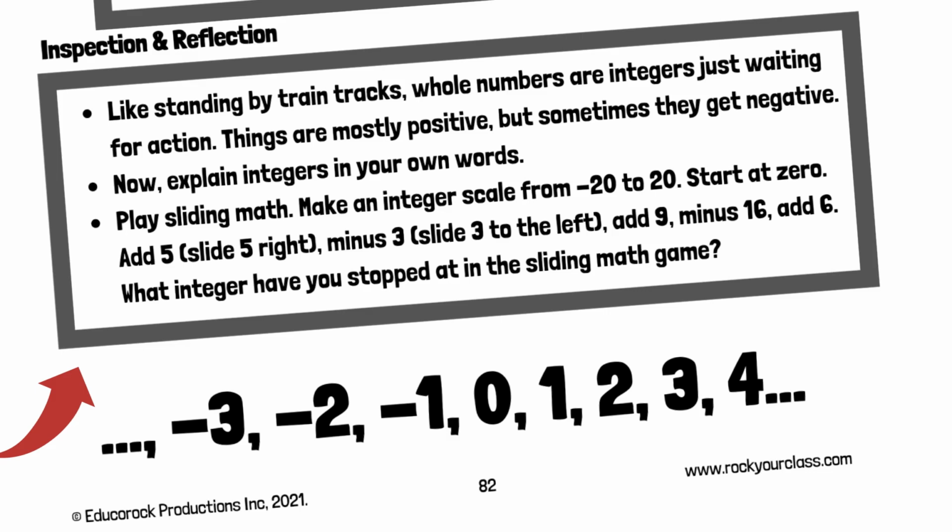Now explain integers in your own words. Play sliding math. Make an integer scale from 20 to -20. Start at 0. Add 5, slide 5 right. -3, slide 3 to the left. Add 9. -16. Add 6. What integer have you stopped at in the sliding math game?